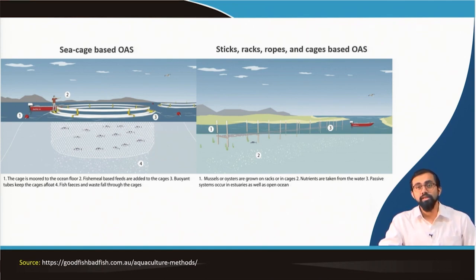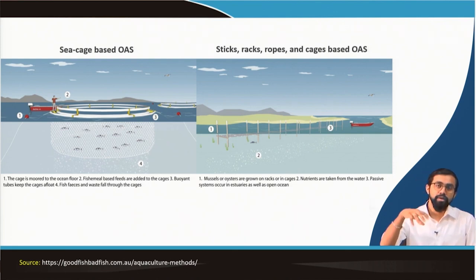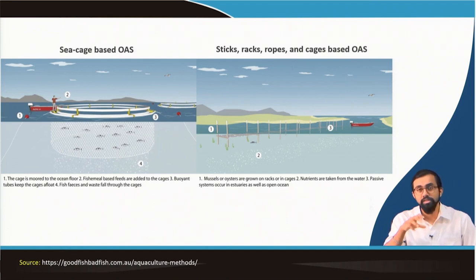And you can see in the second figure, where stick racks, ropes, or cages are used, the oysters and mussels can grow on their surface, on their body, and the nutrients are taken from the water by the organism itself. This kind of passive system can be utilized in the estuary region as well as in the open sea region.